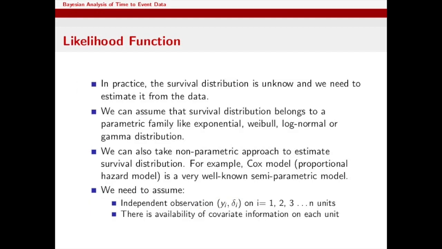In practice, the survival distribution is unknown and we need to estimate it from the data. One way to do this is by assuming that the survival distribution belongs to a parametric family, like exponential, Weibull, log normal, or gamma distribution. The other way is to take a non-parametric approach to estimate the survival distribution. For example, the Cox model, which is also called the proportional hazards model, is a very well-known semi-parametric model. But remember, both methods above are based on the following two assumptions: independent observations (y_i, delta_i) for i from 1 to n, and availability of information on the covariates of each unit.